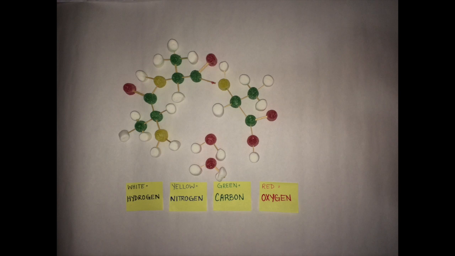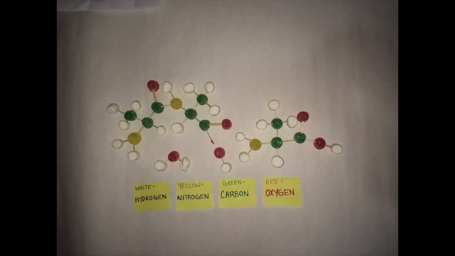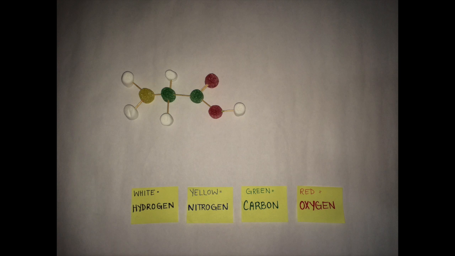This is hydrolysis of a polymer of alanine. As you can see, it was broken apart because H2O was added into the macromolecule. This is a monomer of glycine, and it has 2 carbons, 5 hydrogens, 1 nitrogen, and 2 oxygens.